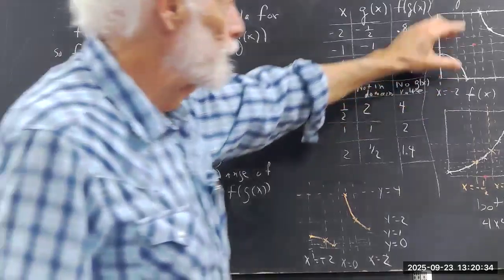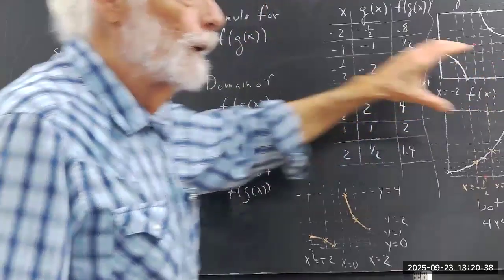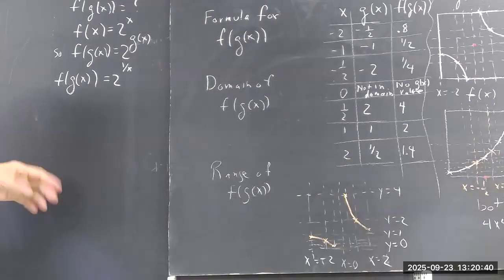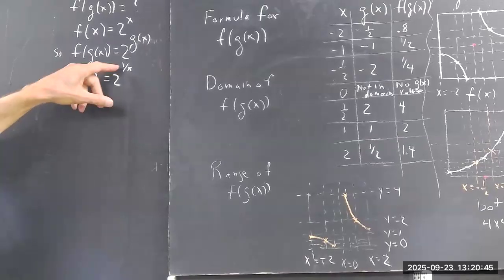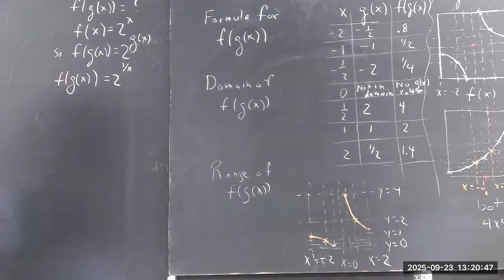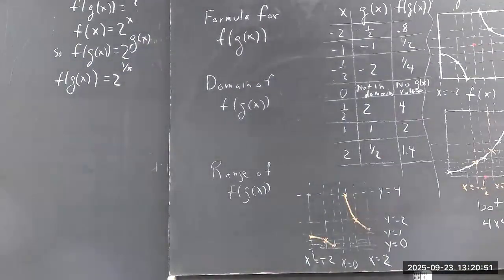It didn't work here because it wasn't on this graph. But if we define the function in general from other values of x, it's not going to work because we can't do 1 over 0. Division by 0 is not defined.